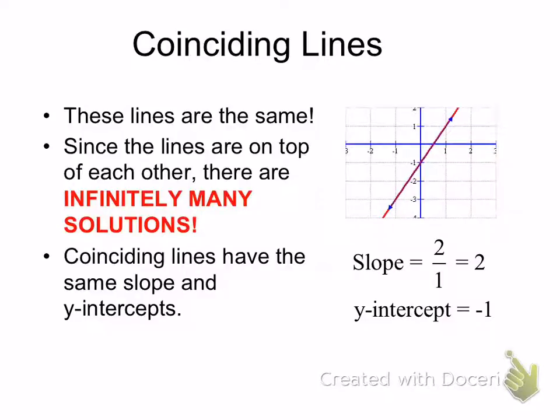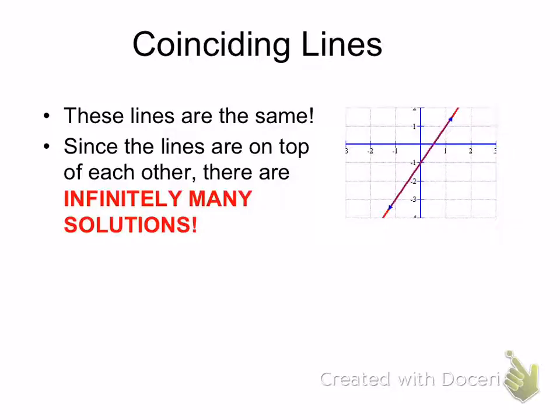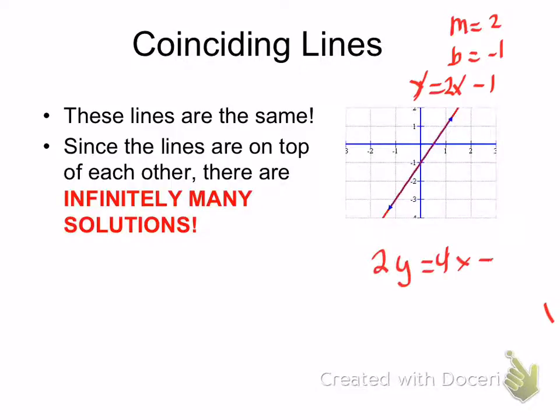This might come to us in the form of, let's say, what is the equation of the line? I'm going to say my m is a rise of 2, a run of 1, and my b is -1. So this equation would be y equals 2x minus 1. Now, when we have y equals 2x minus 1, they might give it to you like this: 2y equals 4x minus 2. Same equation. What's the difference?